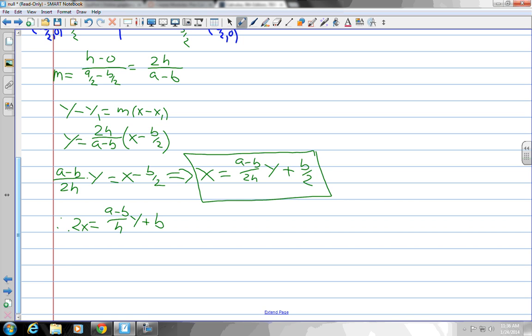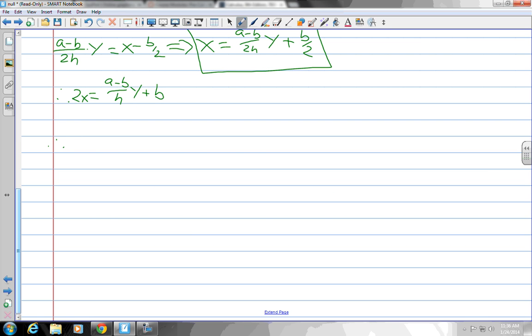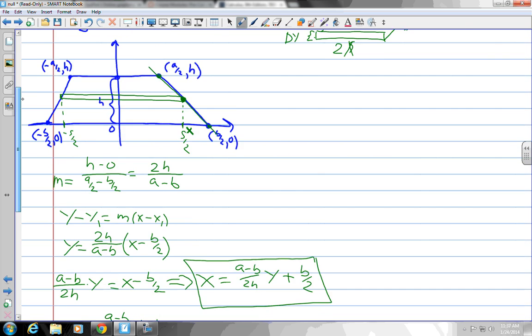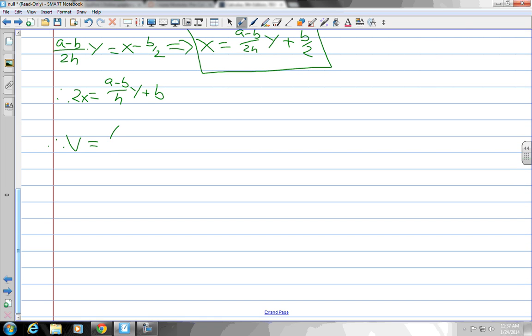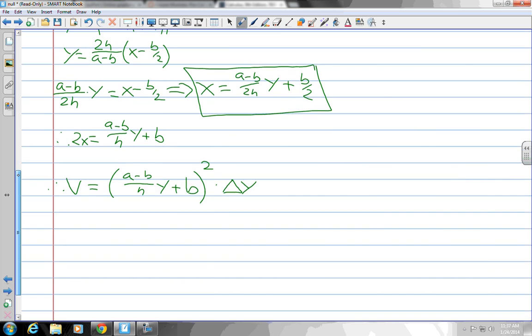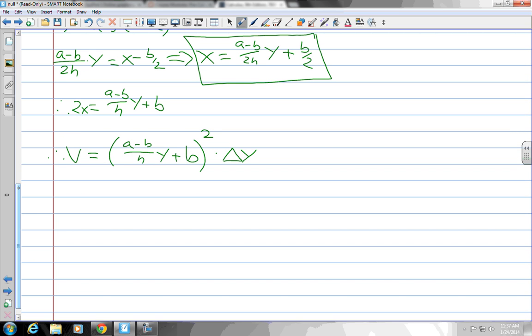So therefore, the volume of each of those rectangular boxes will come out to be a minus b over h times y plus b, squared, times delta y. Right? That's how we drew it over there, 2x by 2x times delta y. So something like that. Let me see, that's right.